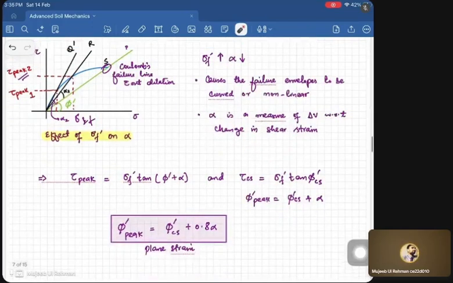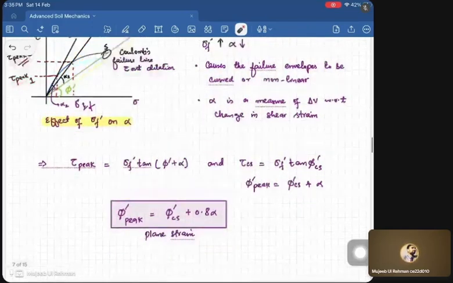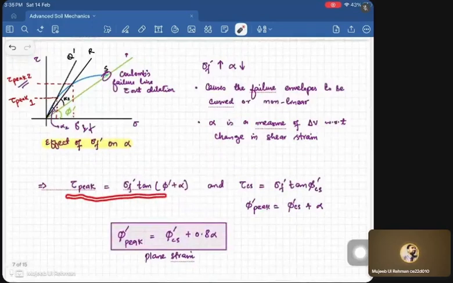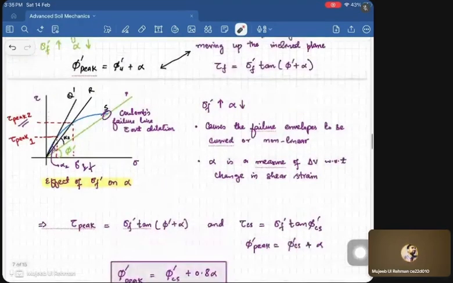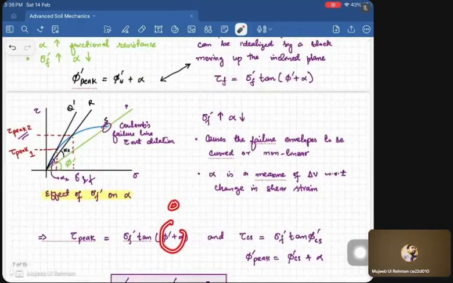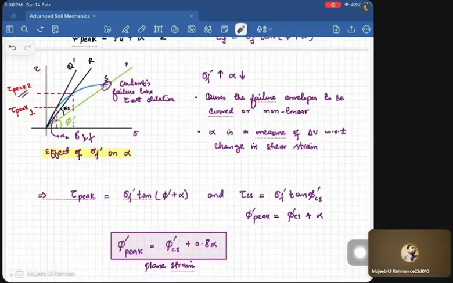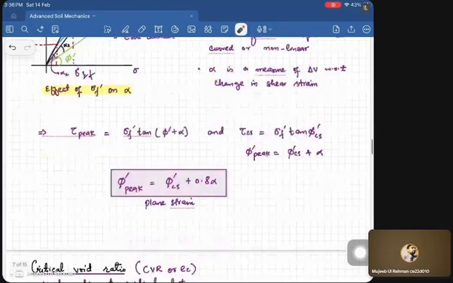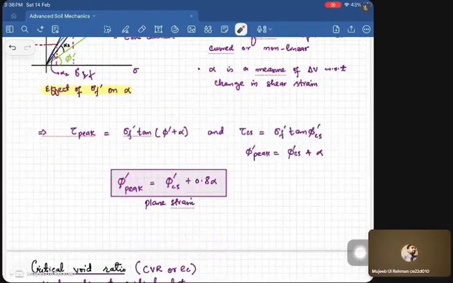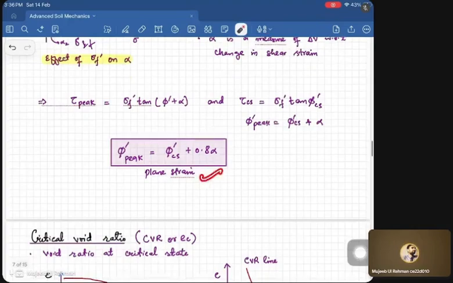And some formulations for the tau peak are given by sigma dash tan of phi dash plus alpha, because here it should be at phi of peak, which is given by phi dash plus phi dash u plus alpha. And at the critical state we have tau critical state is equal to sigma dash f tan of phi dash critical state. And it's a well-known equation given by Bolton: phi dash peak is equal to phi dash critical state plus 0.8 times alpha, and this is for the plane strain case.